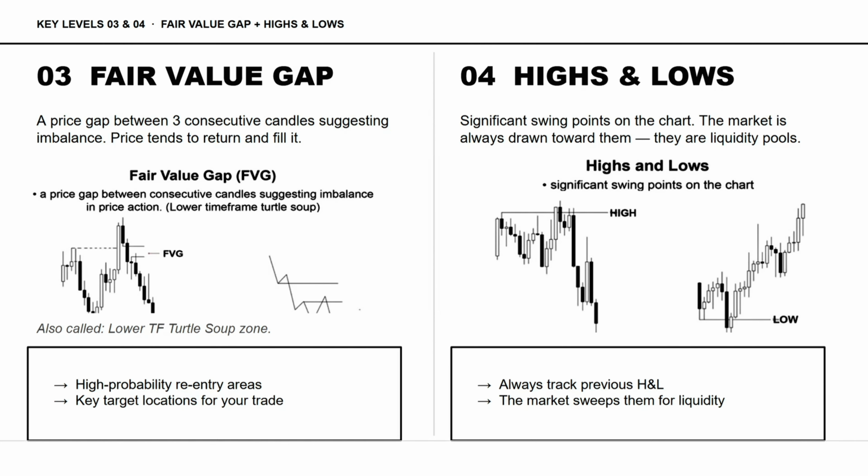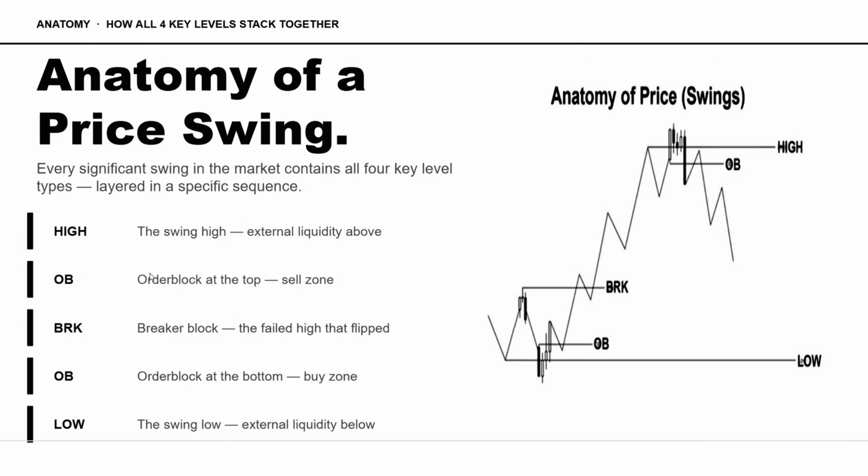The anatomy of a price swing. The swing high forms the order block at the top, the breaker block forms at the previous high that got taken out, and the order block at the bottom is your buy zone. As you can see on the right, the chart shows the anatomy of a price swing and which position you should enter based on your prediction.